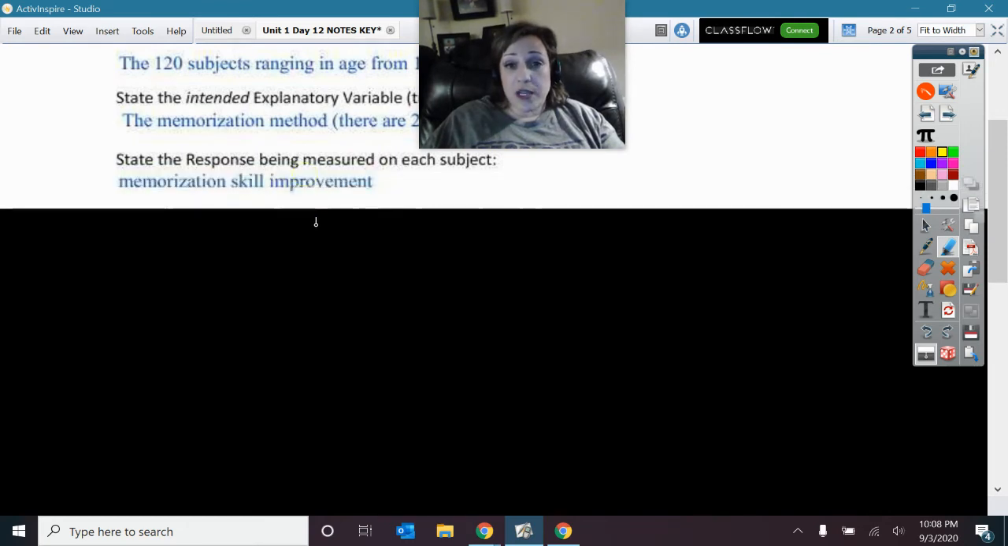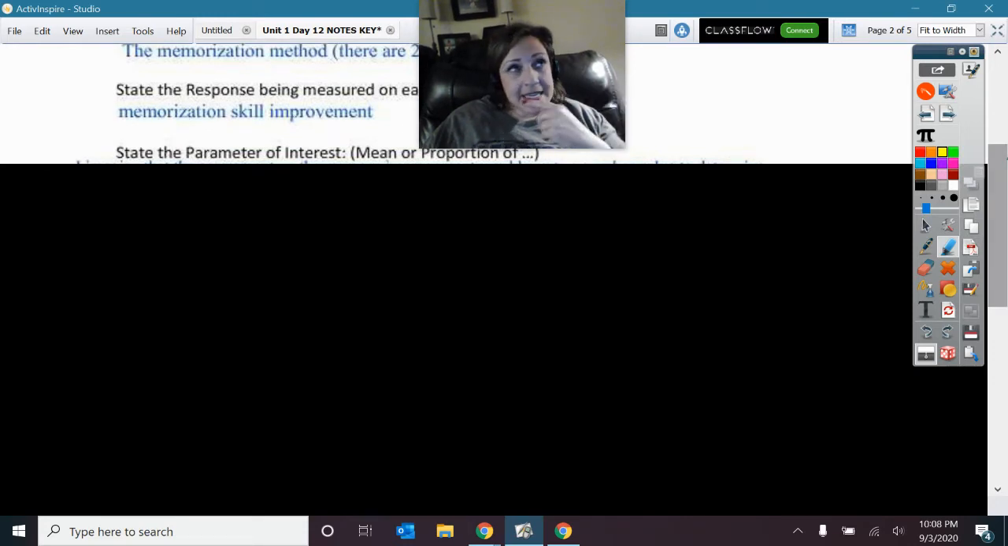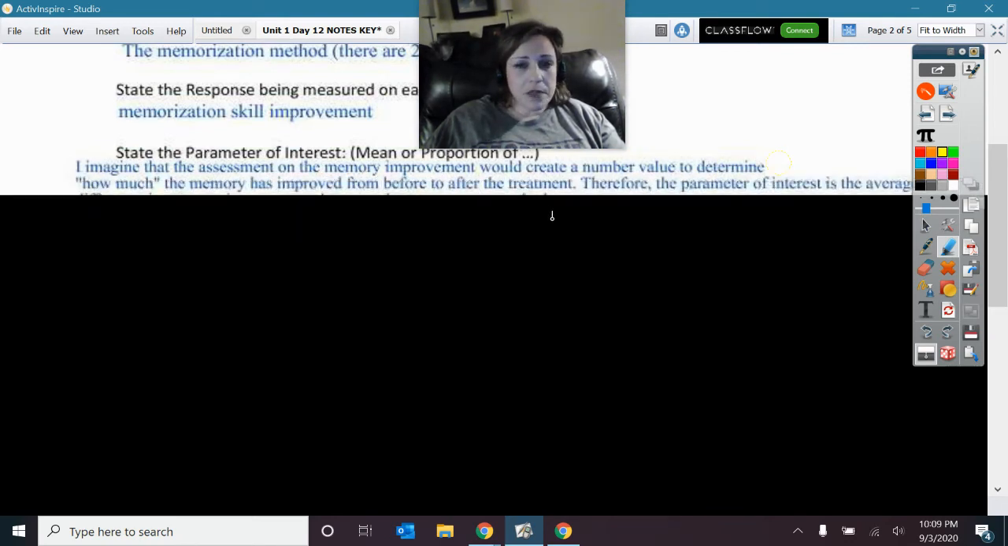The response being measured is set up there. We are measuring that memorization improvement. So state the parameter of interest. Well, they didn't exactly tell me how they were measuring their memory progress, so I had to imagine that as a series of tests, and then you would maybe get a percent of the ones you got correct or whatever. So in my mind, the results from a memorization test were numerical, a numerical count of how many you got correct. So I imagine that the assessment on memory improvement would create that number value. You're going to get a score to determine how much the memory has improved from before to after.